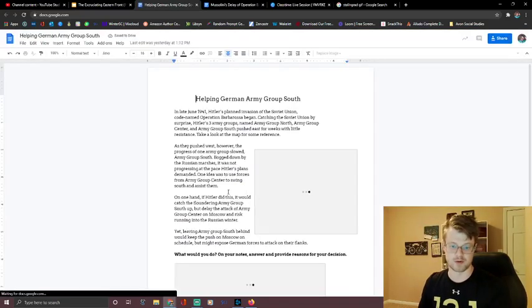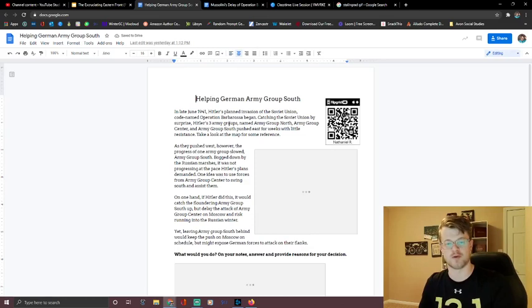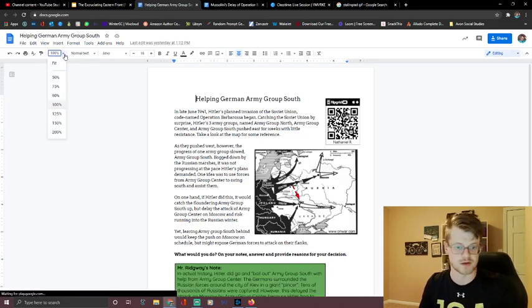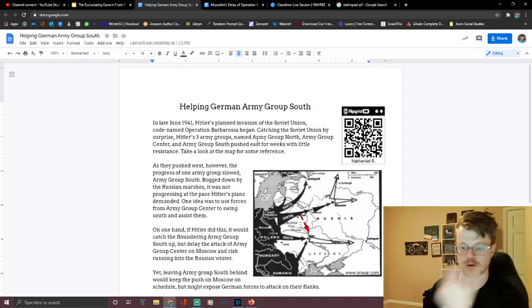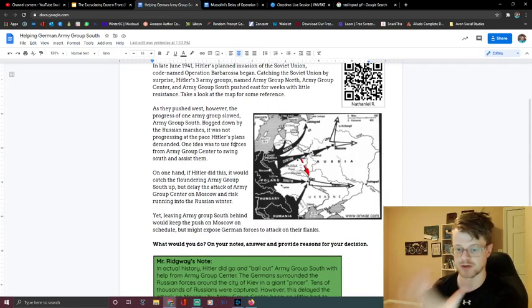Helping German Army Group South. So in late June 1941, Hitler's planned invasion of the Soviet Union, codenamed Operation Barbarossa, had begun. It says, catching the Soviet Union by surprise, Hitler's three army groups, named Army Group North, Group Center, and Group South, pushed east for weeks with little resistance. Take a look at the map for some reference.